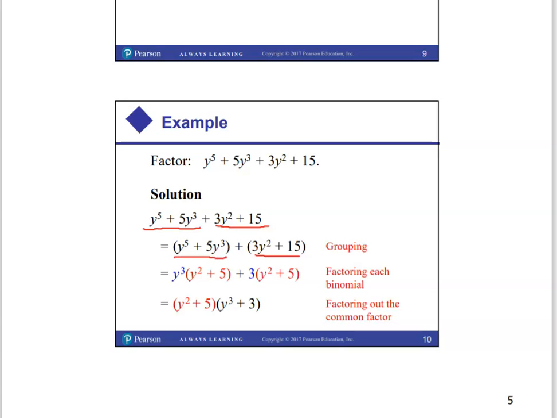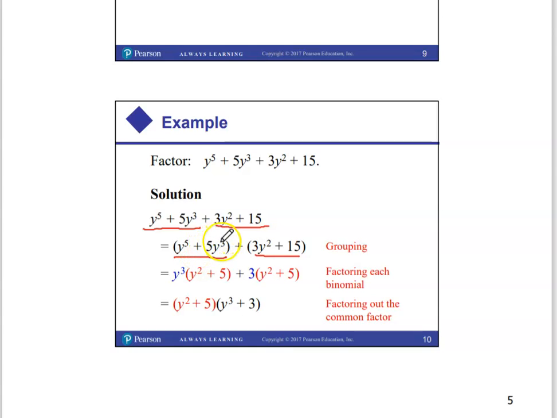Then they looked and they were like, well, what do both of these two terms have in common? I can't pull any numbers out because this is just a 1y to the 5th. But I can pull out a y to the 3rd because both of them have a y to the 3rd in it. So they took a y to the 3rd and pulled it out front. If you take a y to the 3rd out of y to the 5th, 5 minus 3 would be y squared.